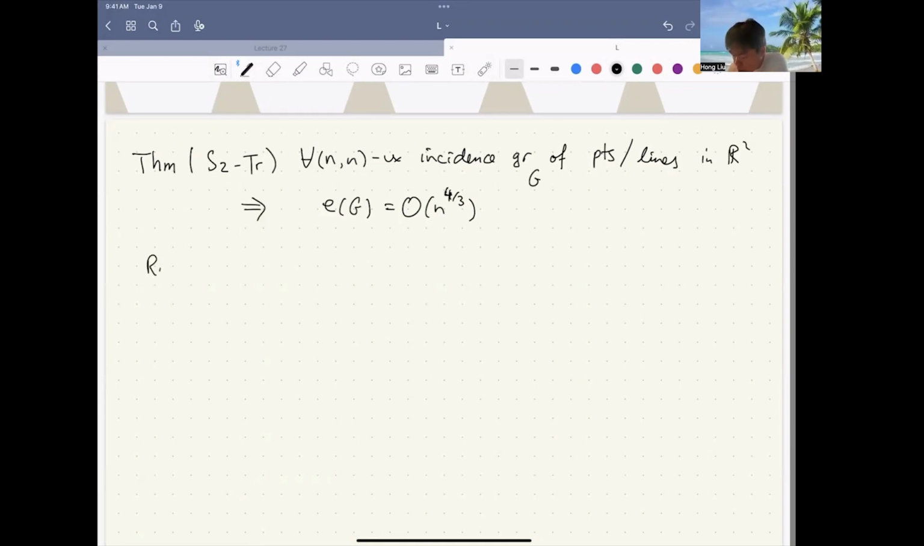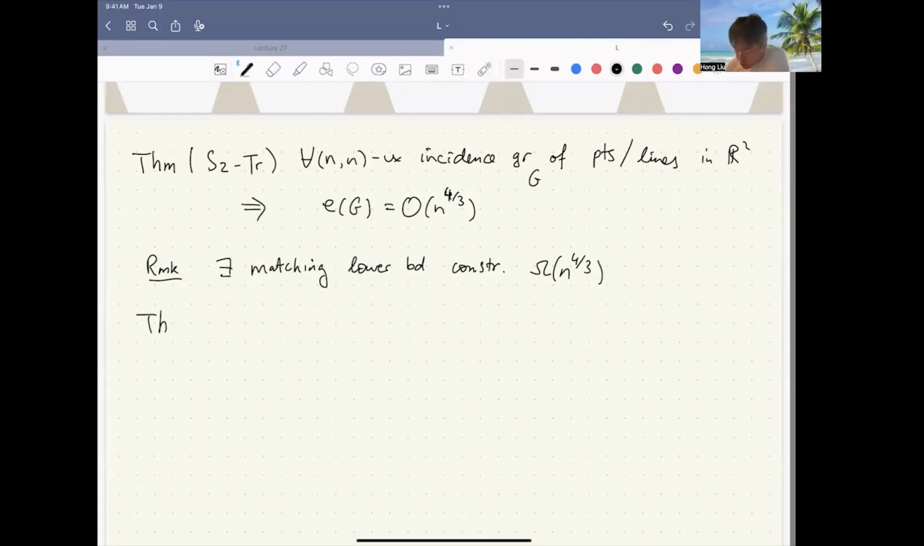So remark, is this the matching lower bound? Construction, n to the 4/3. Since this is not the focus now, I will not mention this construction.